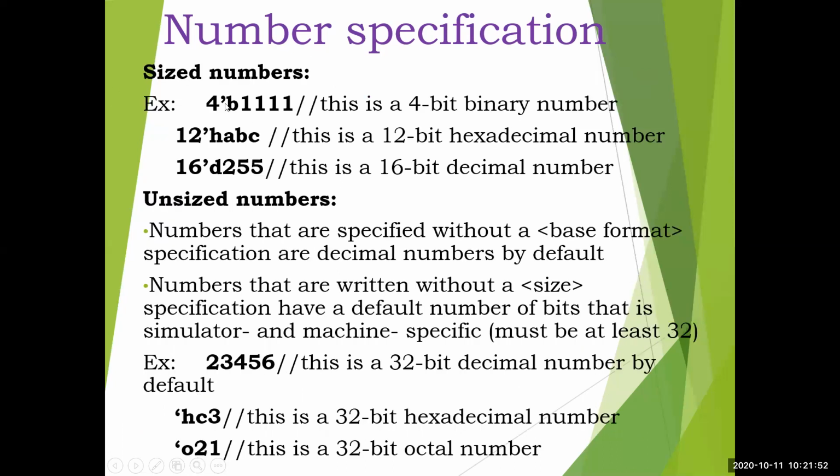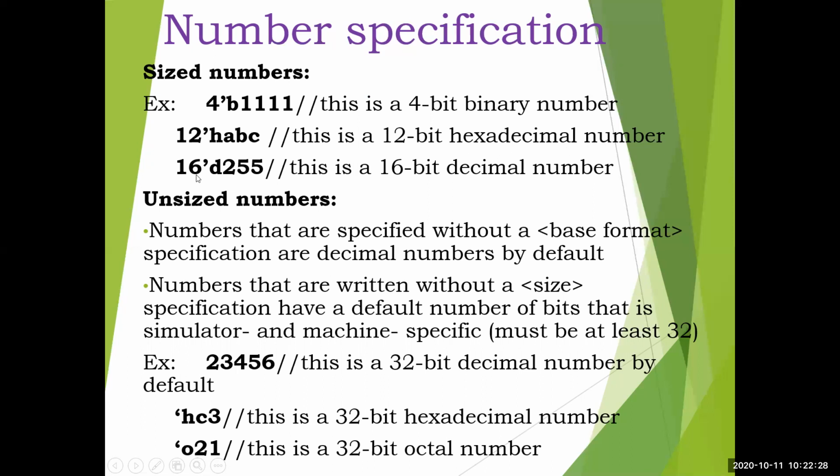Here, 4'b1111 is the representation. 4 indicates the size of this number. Then this is the base format, binary, and the value is 1111. So this is a 4-bit binary number. This is how we write. Similarly, 12'hABC. Each hexadecimal digit is 4 bits, so 4 into 3 is 12. That's why 12 is the size. H is the base format, hexadecimal, and ABC is the number. So ABC is a 12-bit hexadecimal number.